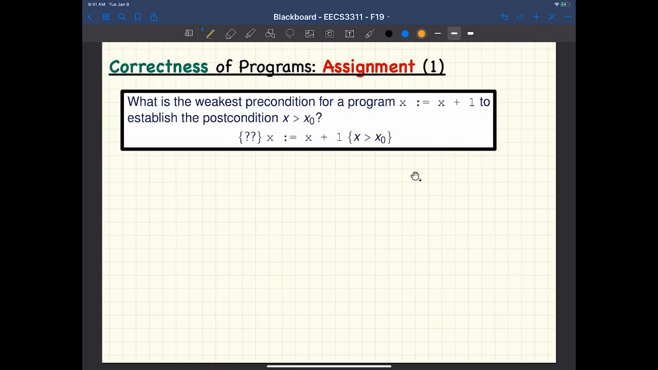Let's see the first example. What would be the weakest precondition? Let's say my program is to increment X by 1, and the postcondition I would like to establish is X should be larger than its initial value. What would be the weakest precondition then? I heard something that's correct, actually: true.